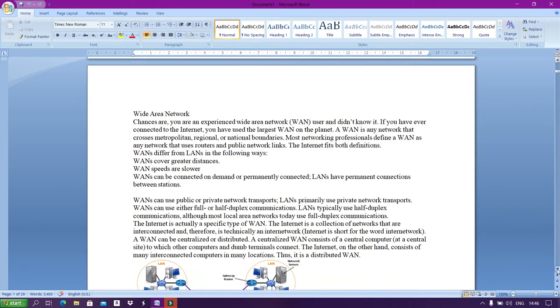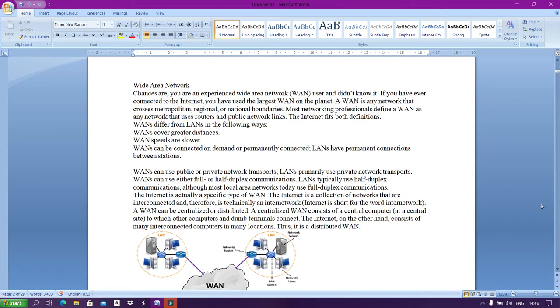A wide area network. Chances are you are an experienced wide area network, WAN, user and didn't know it. If you have ever connected to the internet, you have used the largest WAN on the planet. A WAN is any network that crosses metropolitan, regional, or national boundaries. Most networking professionals define a WAN as any network that uses routers and public network links. The Internet fits both definitions.